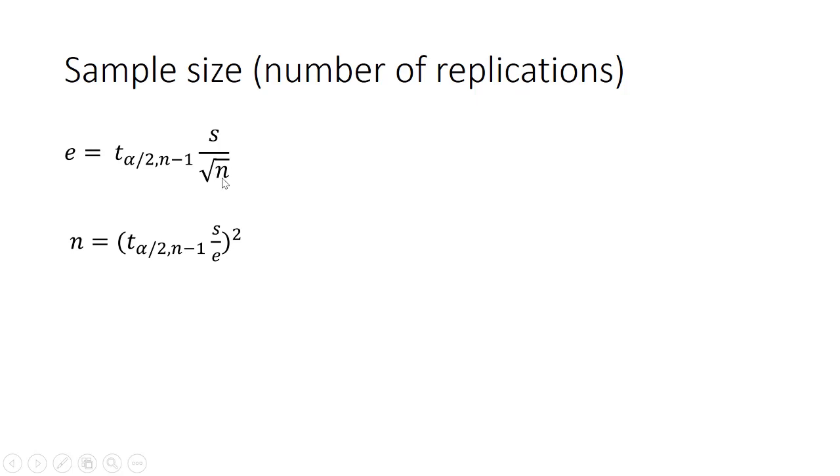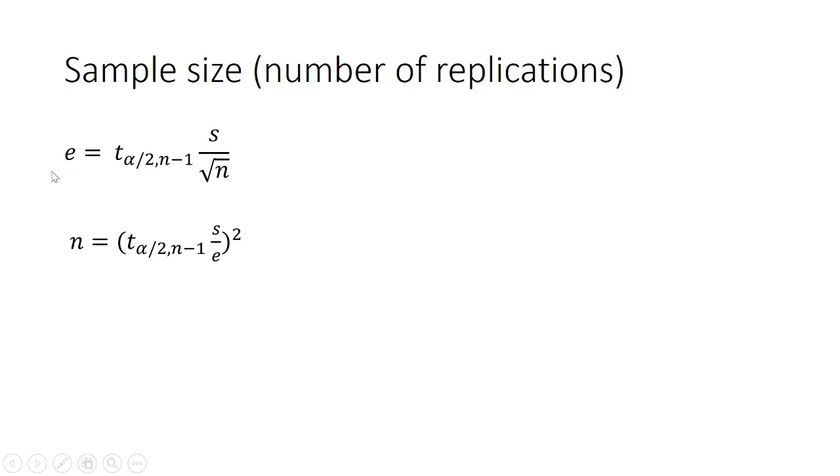The only thing I can play with is n, the size of the sample, or the number of replications. As you can see here, for E to decrease, n has to increase because n is in the denominator. That means if I want to reduce the size of the confidence interval that I'm reporting, I have to increase n, the sample size, or the number of replications. Okay, so then the question is, what is the right value of n?